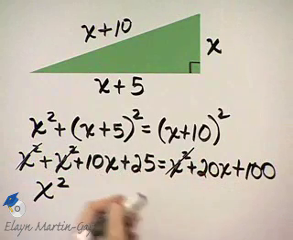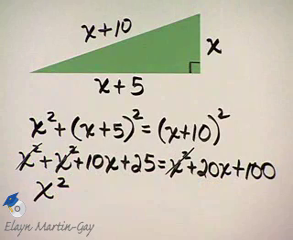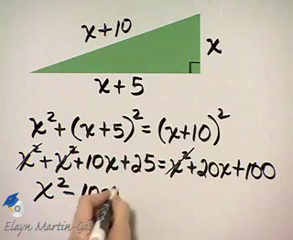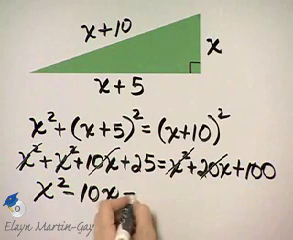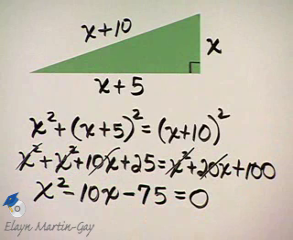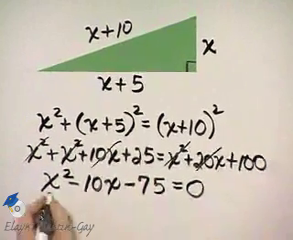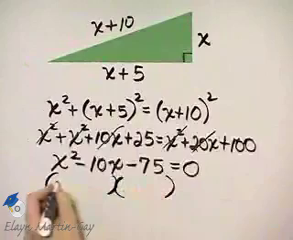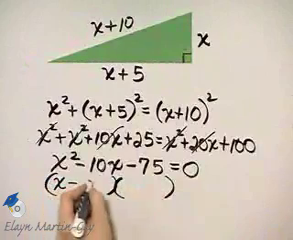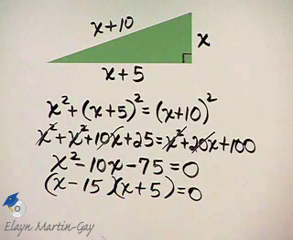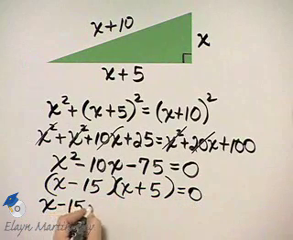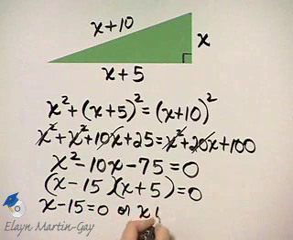I have 10x minus 20x. I'm subtracting 20x from both sides, so that's minus 10x. And then I have 25 minus 100, that's negative 75 is equal to 0. I was trying to get 0 on one side, and now let's see if we can get a factored polynomial on this left side. If you work with this and factor it, you'll factor it as x minus 15 times x plus 5 is equal to 0.